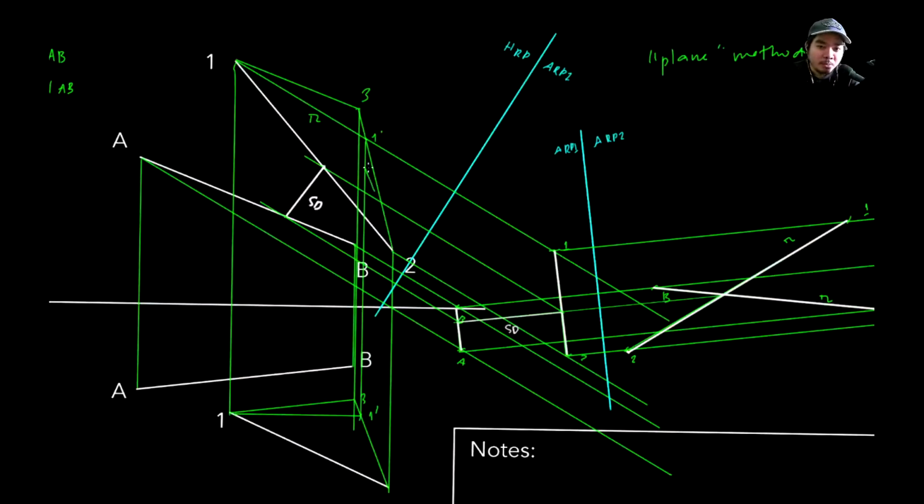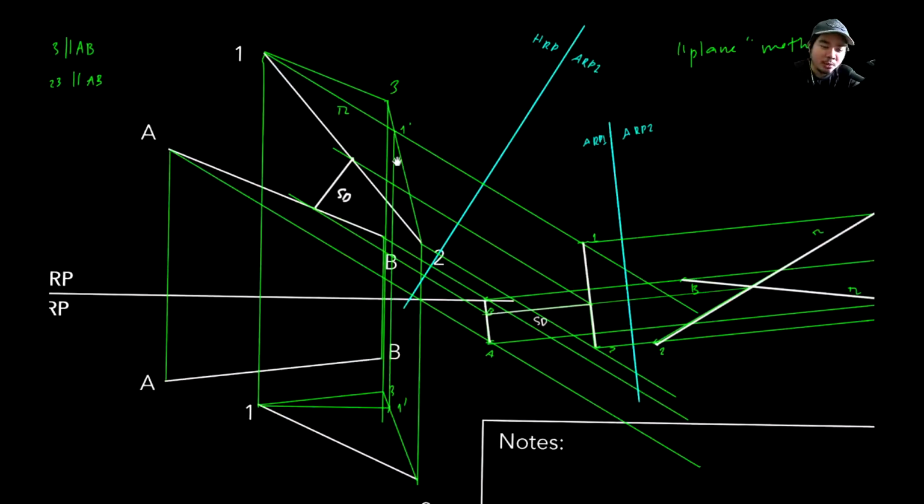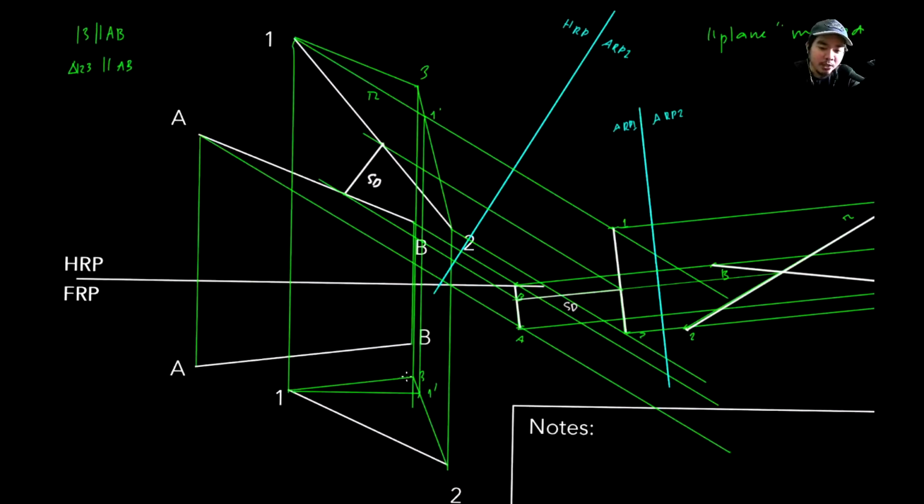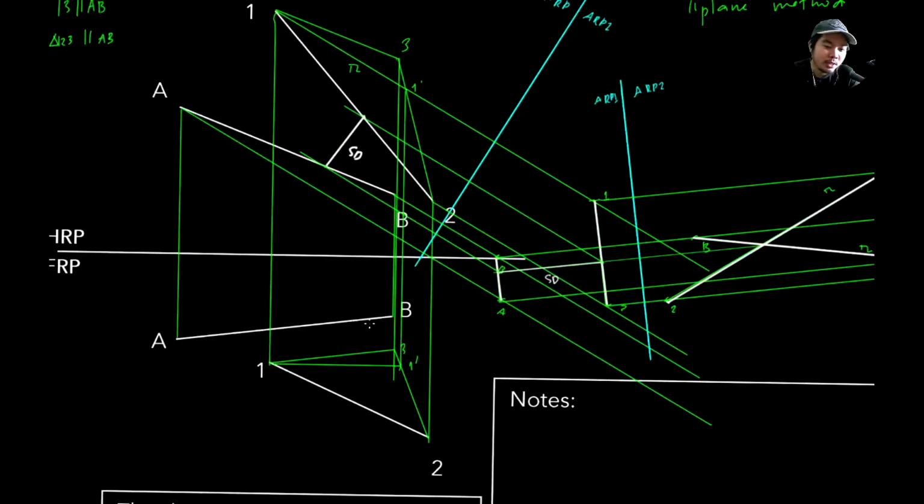Okay? Tapos once you have that 1 3 parallel, kailangan kasi truly parallel sila. So doon sa next view dito sa baba sa FRP, gagawin din natin siyang parallel dito sa AB. Then we project it downwards parallel to AB. They are now truly parallel. The plane is truly parallel to the line AB.